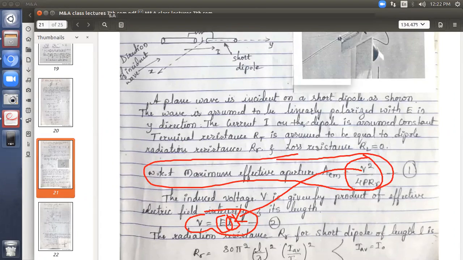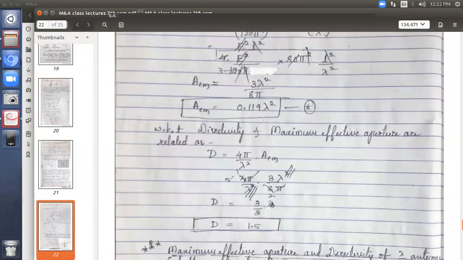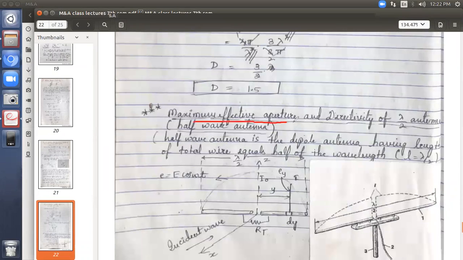However, in today's session, we will be discussing the maximum effective aperture and directivity for the lambda by 2 antenna, that is the half wave antenna. The difference between the short dipole and the half wave antenna is that in the case of a short dipole, it is very general: the length is less than its wavelength. Here the length is very specific. It is lambda by 2. If this condition is met, then it is a half wave antenna.